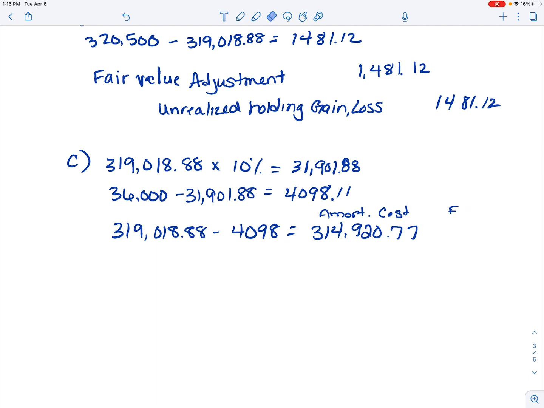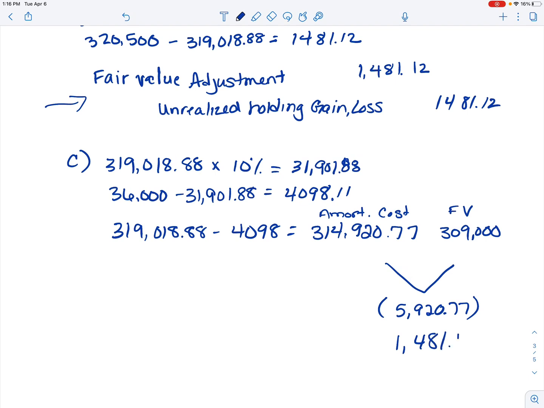I'm going to compare that to my fair value, which in 2021 was 309. That's giving me a difference of a loss of 5,920.77. But remember, I just recorded a gain already. That gain was 148,112 in the previous year.